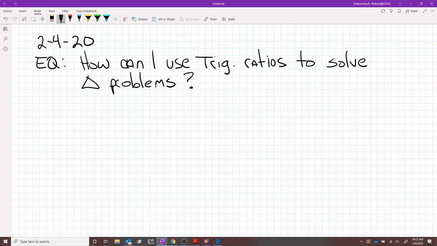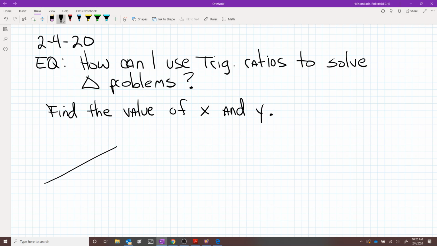Yesterday you wrote the ratios and you did some calculator work, and then today you're going to use the ratios to find side lengths. So today we are going to find the value of x and y. We're going to be finding the value of x and y in a right triangle on your paper.